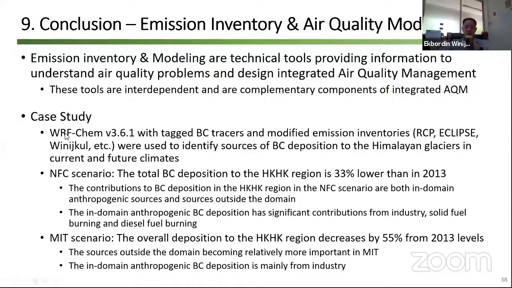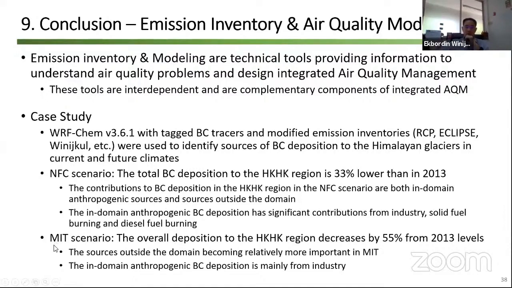So in this case study, we use a model, which is WRF-Chem version 3.6.1, to estimate the black carbon concentration and deposition on the snow. And then the input that we use is two scenarios of emission input: no further control, and then a mitigation scenario. And with no further control, even if we don't do anything, because of the projection from the RCP that we use showing lower emission, no further control is going to reduce the black carbon deposition by 33%.